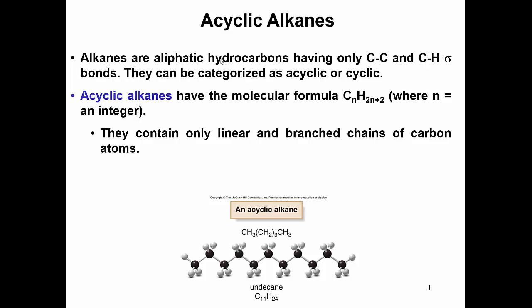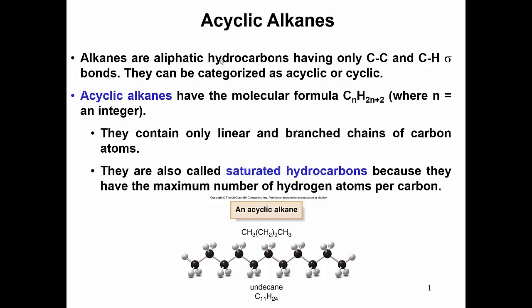And if you look at the example at the bottom of the page, undecane, the formula is C11H24. So there are 11 carbons, 24 hydrogens. And if you plug that into that simple formula, you'll see that it matches: 2 times 11 plus 2 is 24 hydrogens. And that tells us that we have an acyclic alkane. Acyclic alkanes contain only linear and branched carbon chains, that is hydrocarbon chains, and they're also called saturated hydrocarbons, and that's got to do with them not having double bonds, having all sp3 hybridized carbons. In other words, they all have the maximum number of hydrogen atoms that each carbon can accommodate.